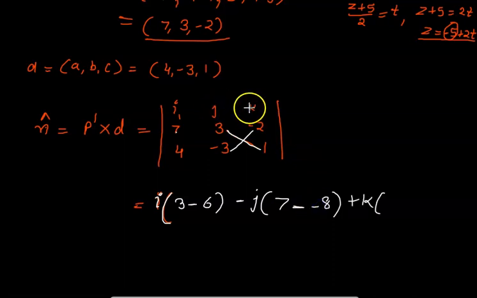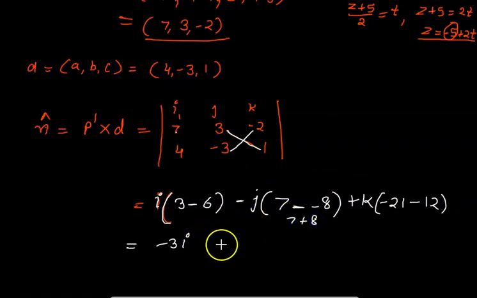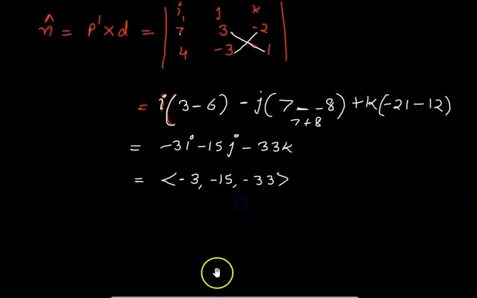And for the last one, for k, eliminate the first row and the last column. Cross multiply these two numbers. 7 times -3 is -21 minus 4 times 3 is 12, which gives -33k. So we get -3i. This gives you 7 plus 8, 15, so -15j and -33k. This is the normal vector which we are going to use to find the equation of the plane.